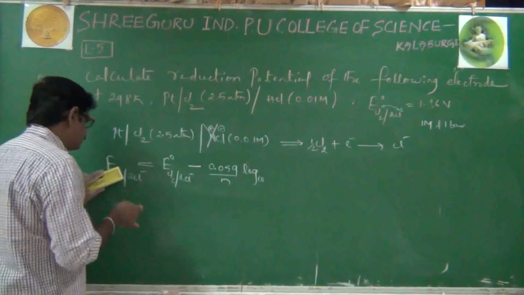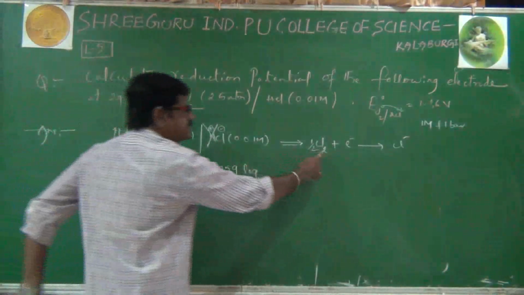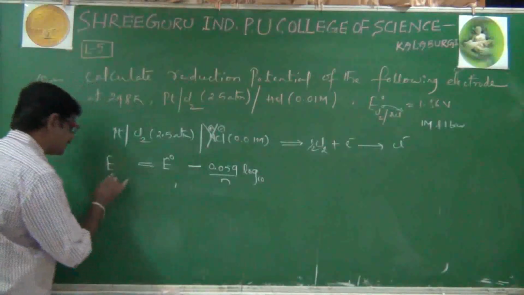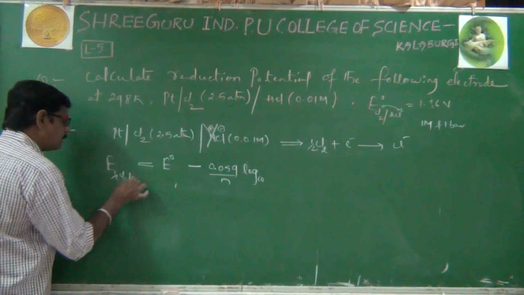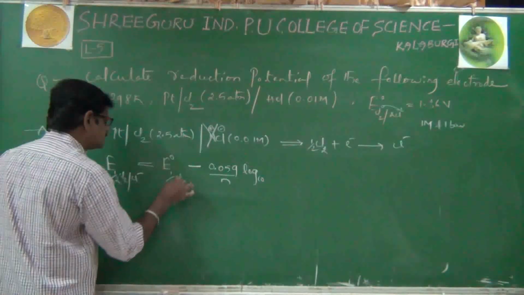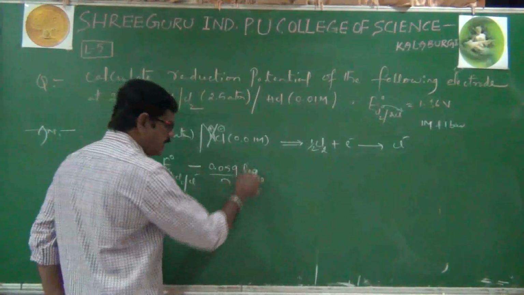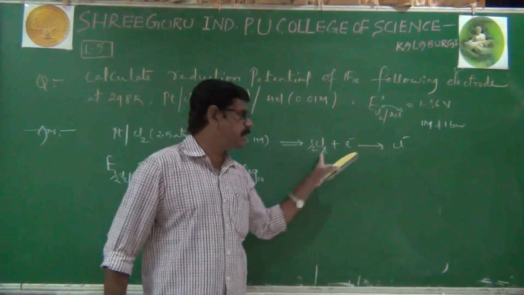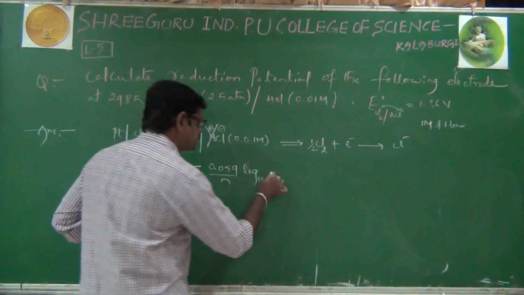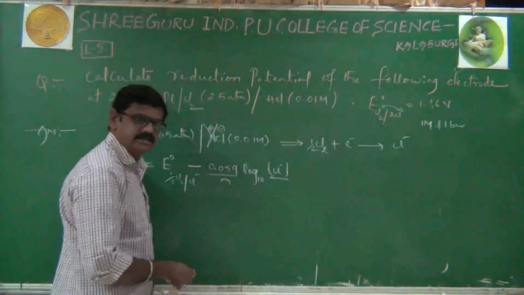Same ECl2 right here also. Half Cl2 converted to Cl minus. Half Cl2 has converted to Cl minus. That's why we write here half Cl2 oblique Cl minus. And E naught also same. Half Cl2 oblique Cl minus. 0.059 by N. Log base 10 same. Product by reactant, reduced state by oxidized state. Reduced state is nothing but Cl minus divided by oxidized state.